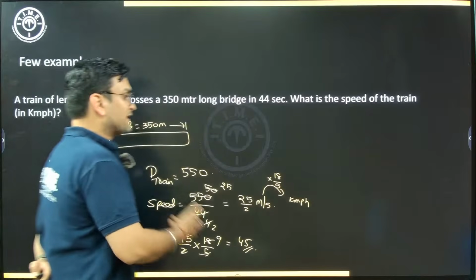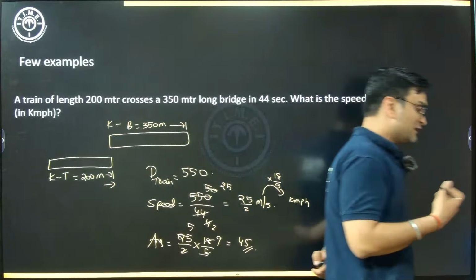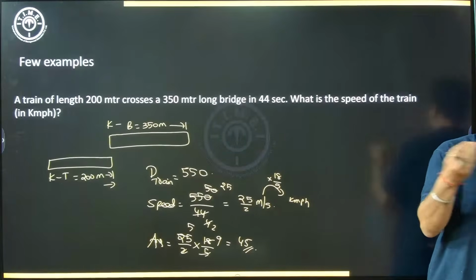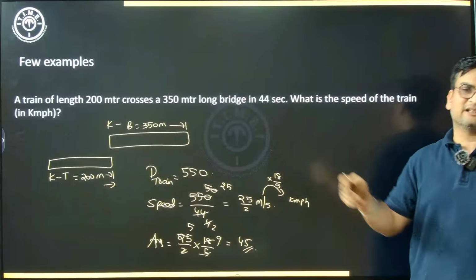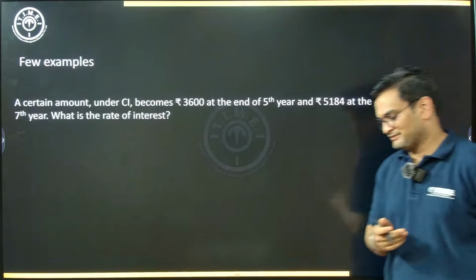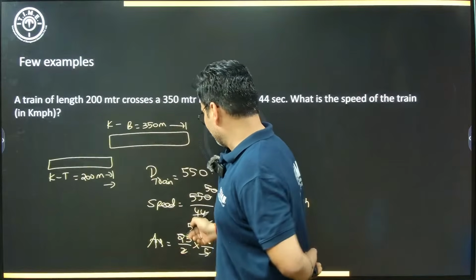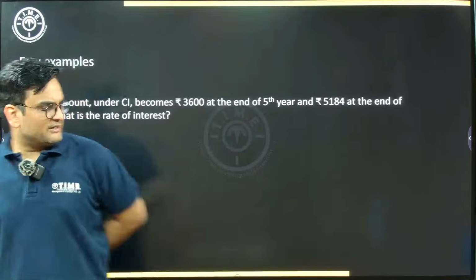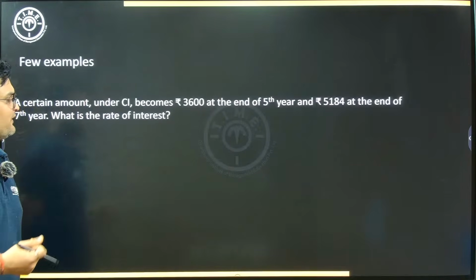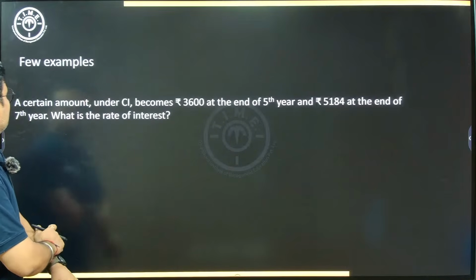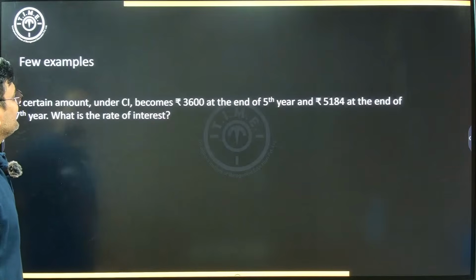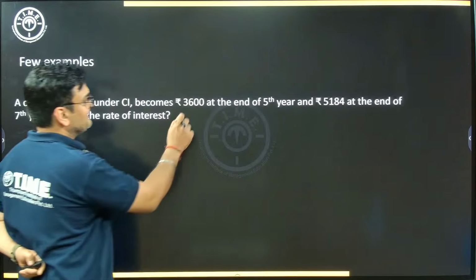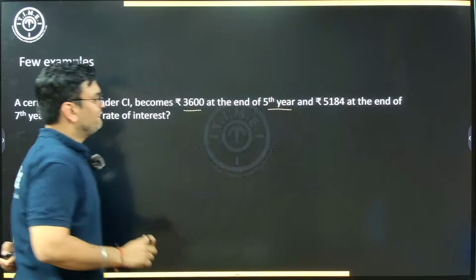So if someone is good with calculations, even if they know the concept, suppose someone is not so good with calculation, they will struggle with these calculations. If someone is not really comfortable, look at this one. It's one simple interest, compound interest. It says a certain amount under CI becomes 3600 at the end of 5th year and 5184 at the end of 7th year.